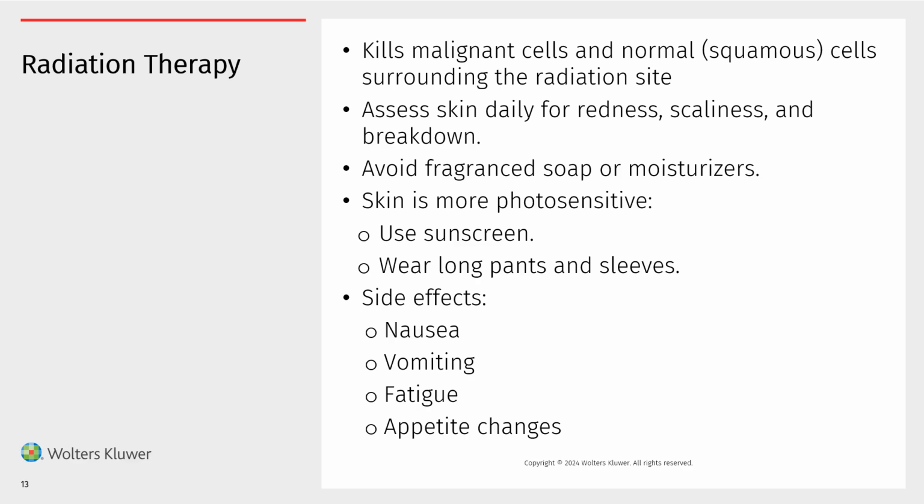So the next therapy here to talk about is radiation therapy. Again, this is a standard conversation for any cancer discussion, so you may have some supportive information in your adult health class. Kills malignant cells and normal squamous cells surrounding the radiation site. We have to assess daily for redness, scaliness, and breakdown. The skin can be, so to speak, burnt, first-degree burn, in the area near where the radiation is delivered. We give targeted radiation most likely, unless we're doing brachytherapy, which are little seeds of radiation that are instilled inside the body, usually for throat cancer or cervical cancer or prostate cancer.